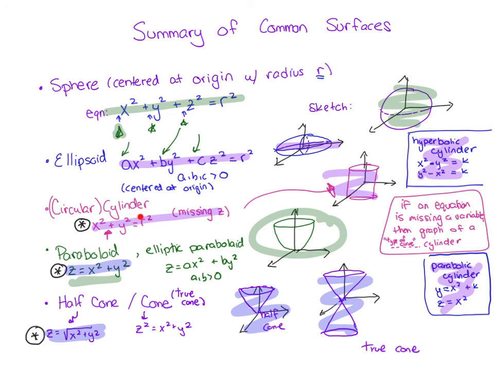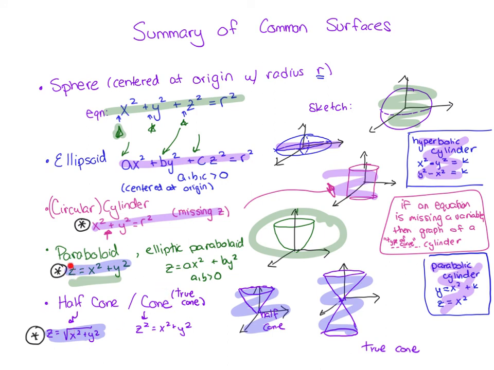We could also have our regular circular cylinder. So that's the one we'll see most common. But you should also get used to recognizing the other types of cylinders, so parabolic cylinders, hyperbolic cylinders. So those are just going to be a curve where you're missing one of the variables, and then you're going to draw that curve in the plane and then slide it out along the different axes. And the other big two are the paraboloid and that cone or half cone.